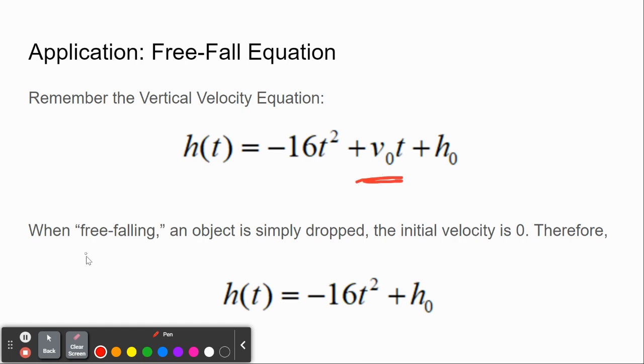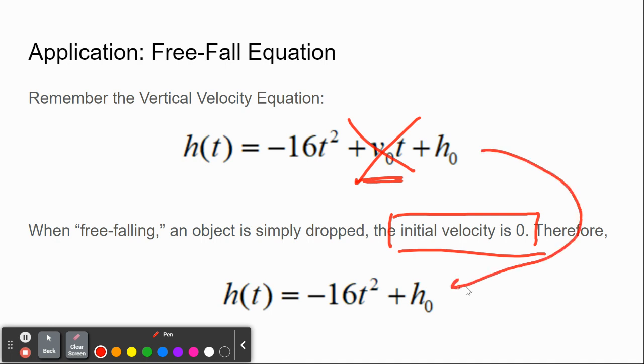But now when you're free falling, the object is simply dropped, and the initial velocity is 0. Because the velocity is 0, this term goes away. And now you're left with just the 2 terms here: negative 16 t squared plus h sub 0. So this is why we can use solving with square roots with this formula.